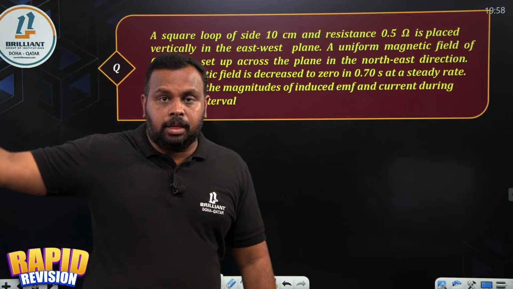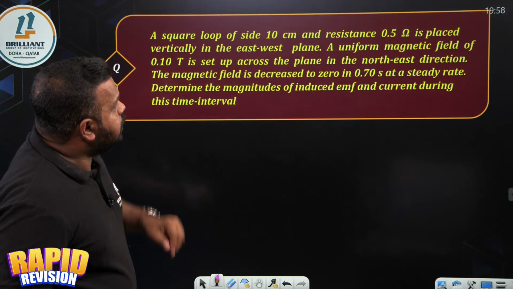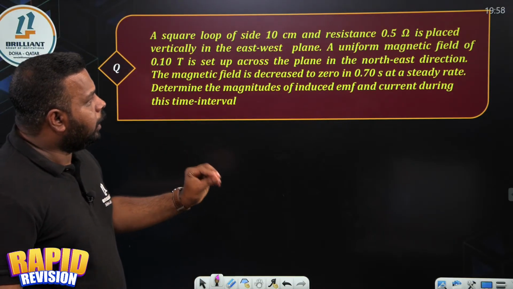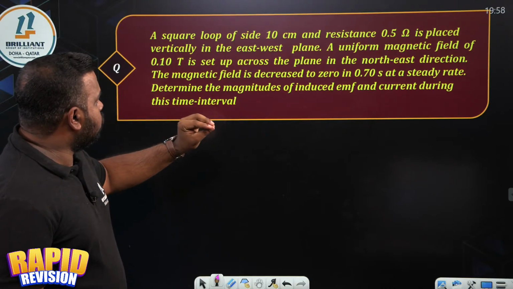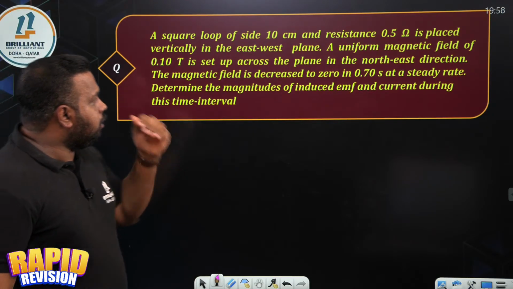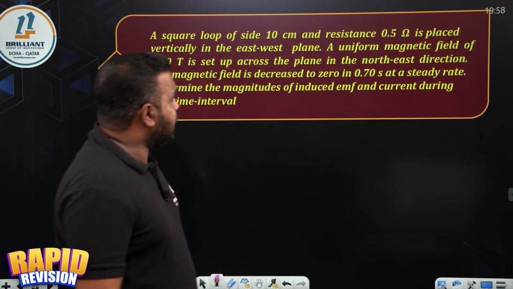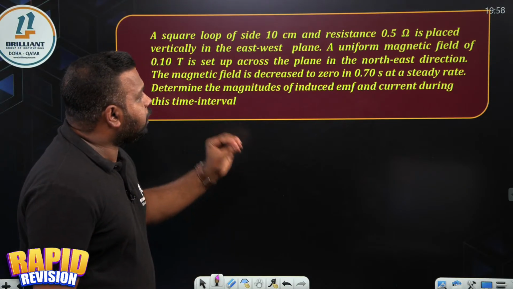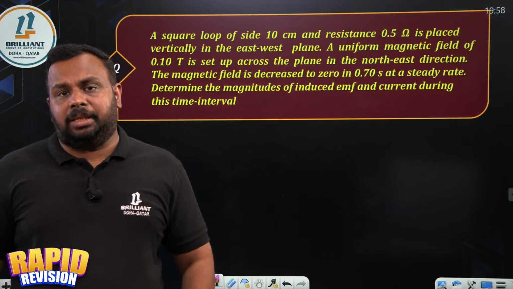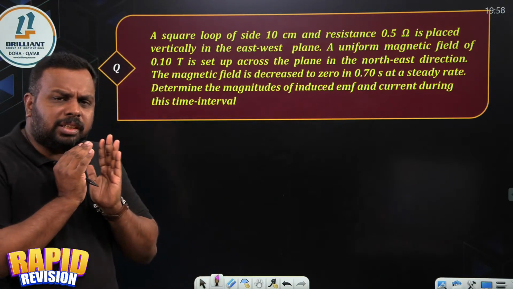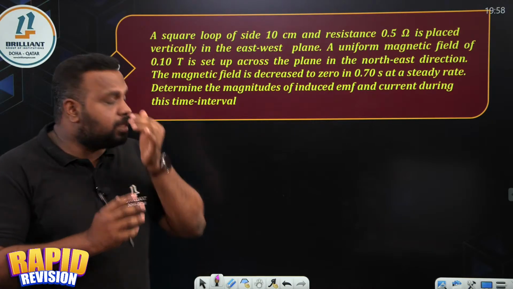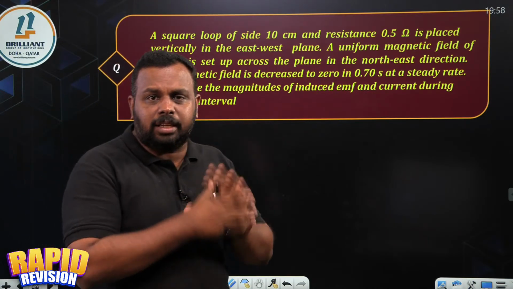Look at this. A square loop of side 10 centimeter and resistance 0.5 ohm is placed vertically in east-west plane. A uniform magnetic field of 0.10 Tesla is set up across the plane in the northeast direction. The magnetic field is decreased to 0 in 0.7 seconds at a steady rate. Determine the magnitude of induced EMF and current during this time interval. This one is a bit confusing, a bit lengthy, but no need to worry. You just read the question carefully and develop an idea. First, let us write the given data.